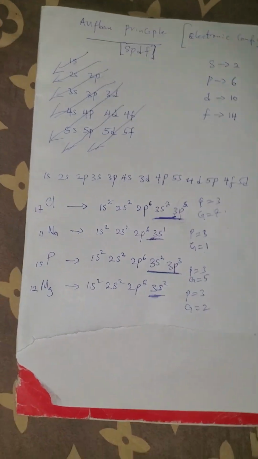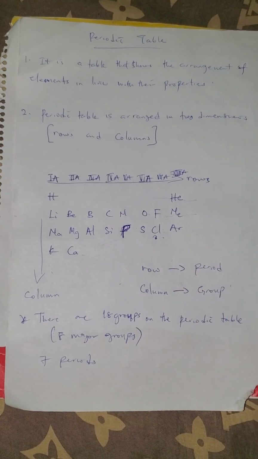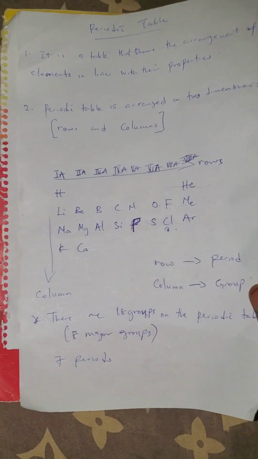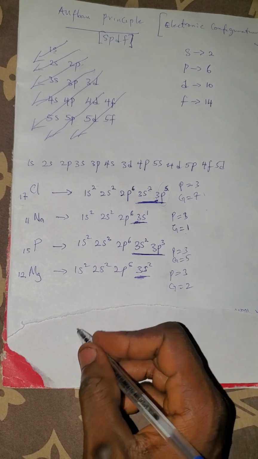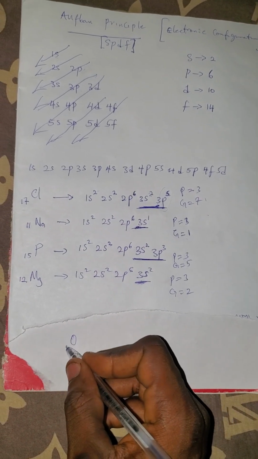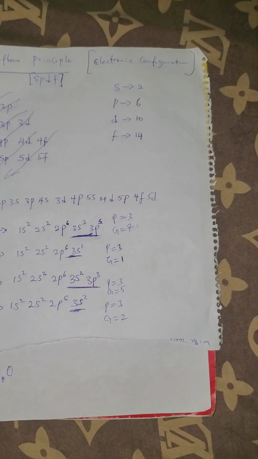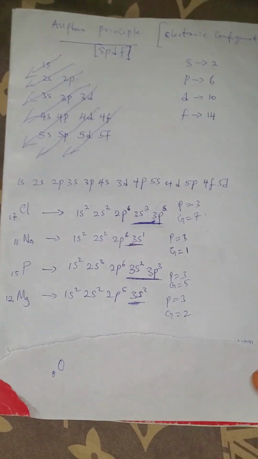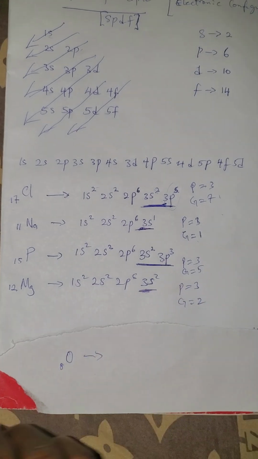So let me talk about another one that belongs to another period. Let's pick another one. Let's say oxygen now. Oxygen belongs to period 2. Let's look for the electronic configuration of oxygen. Oxygen has the atomic number to be what? To be 8. The atomic number is 8. So let us deal with the electronic configuration of oxygen.